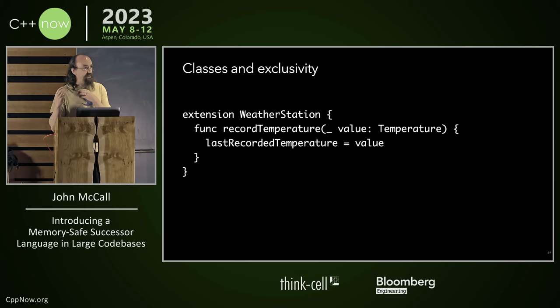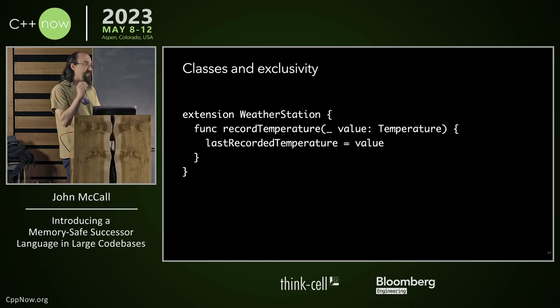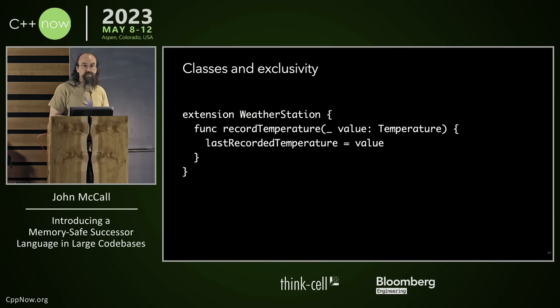So yes, we do a dynamic check to make sure that you don't have multiple references to the same class property in different contexts at the same time. But again, it's specific to class properties and it's done in a very local way, which can be optimized in some situations. So you don't have to mark it mutating here, even though it's mutating?